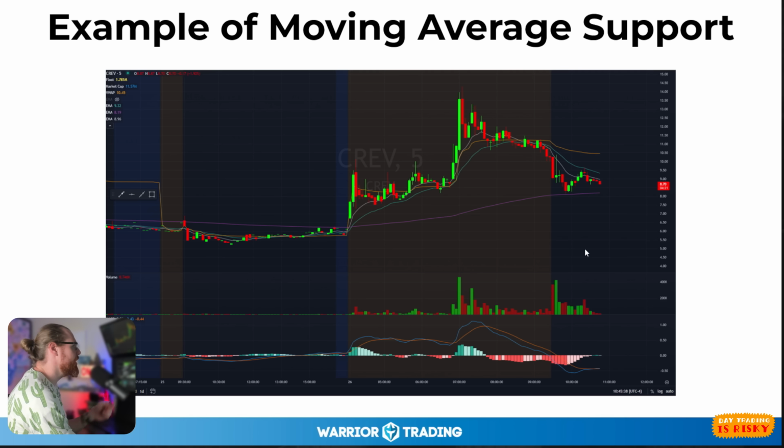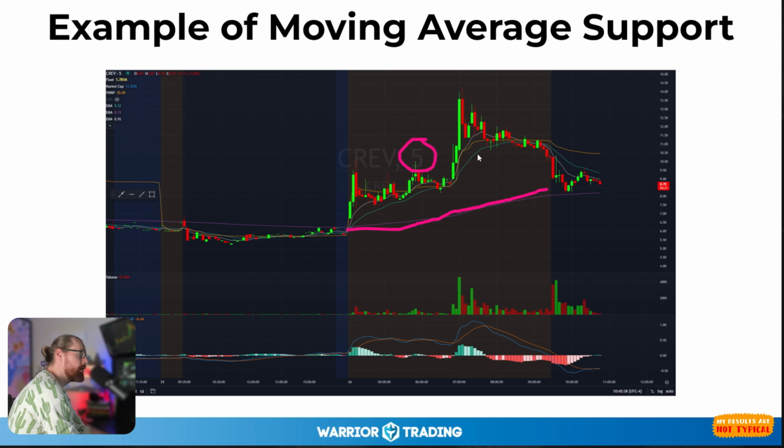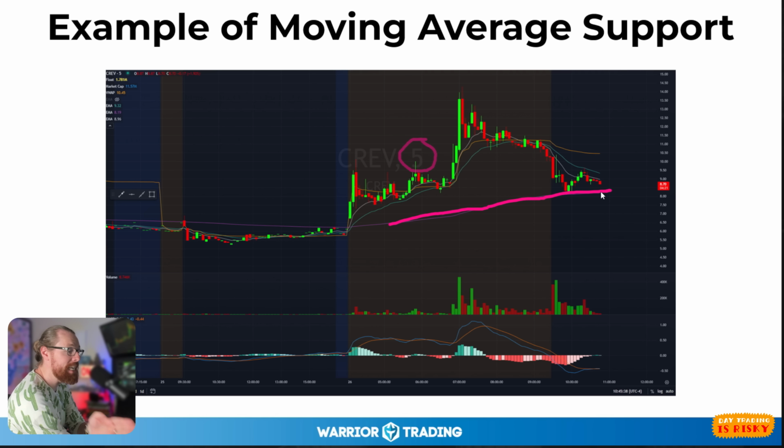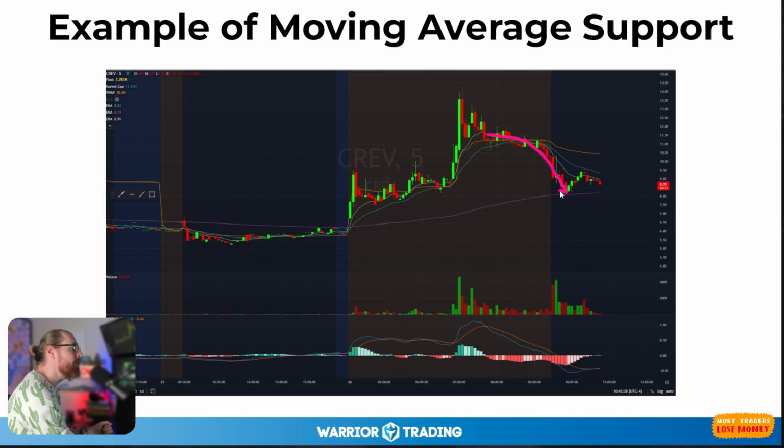But let's look at an example here of moving average support. This is the 200 moving average as well, but this is a 5-minute chart, which means this is the average price over the last 200 5-minute candles. And it's still well respected on the 5-minute time frame. And you can see here the price comes down to this level, bounces off it, and comes back up.